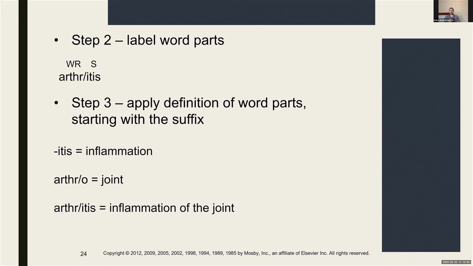But if you have a word like arthrosclerosis, so now you've got sclerosis and you have arthr. That starts with a consonant, an S. You would put an O in between that arthr and the sclerosis, and you would say arthrosclerosis. Doesn't change the meaning, just makes it easier to say.